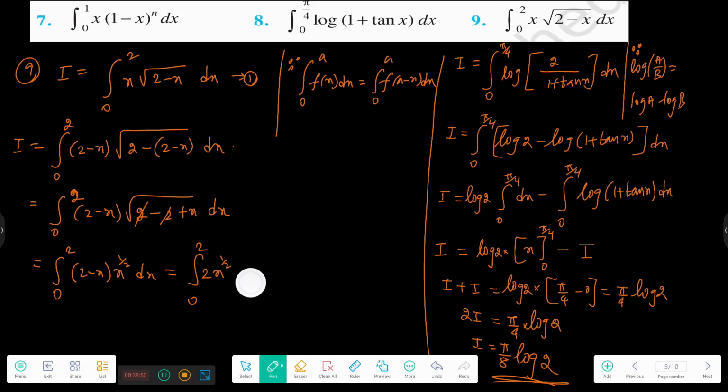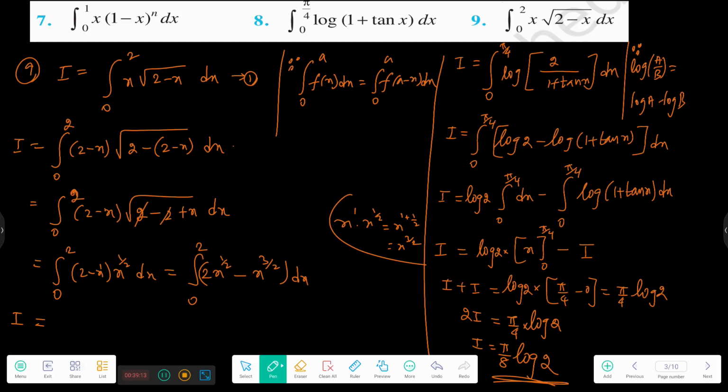Or else, wait, I don't want to apply separate limits. Let's go. And this is x power 1. When you multiply each, what am I getting? x power 1 into x power 1 by 2, x power 1 plus 1 by 2, which is equal to x power 3 by 2. So directly you can write x power 3 by 2 into dx. Now you take the integral for this.